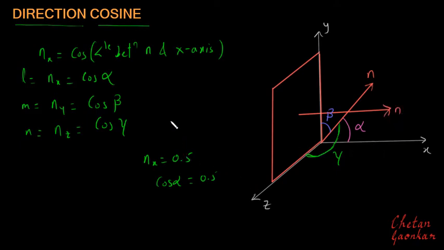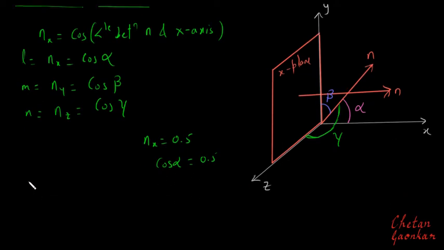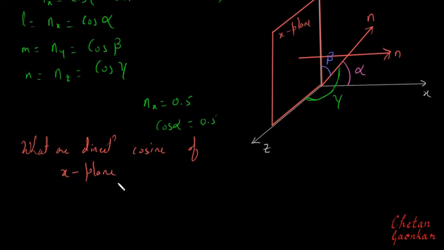Now, what will be the values of the direction cosines for this x plane? This plane can also be named the x plane, right? Because its outward normal is in the direction of the x-axis. So now what will be the direction cosines of this x plane? Let us see that. What are the direction cosines of the x plane?